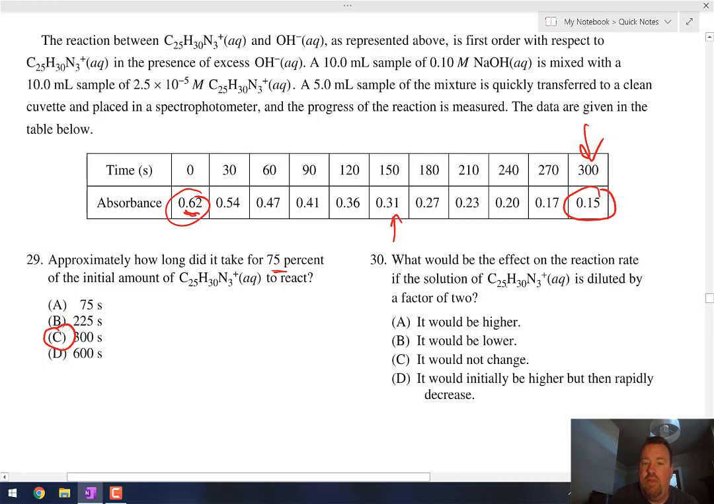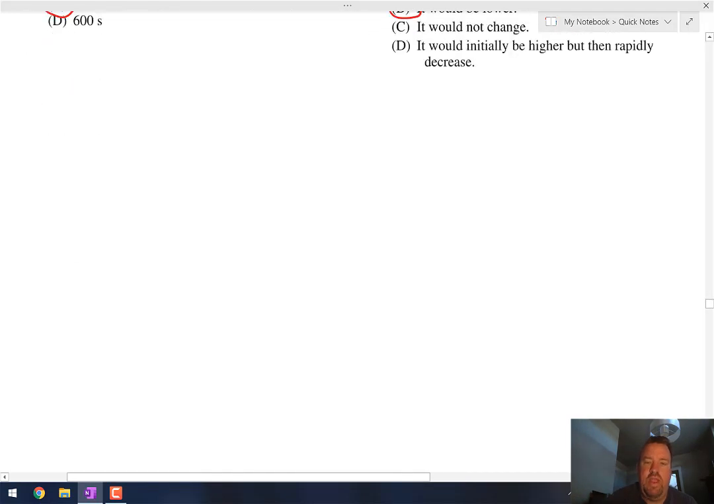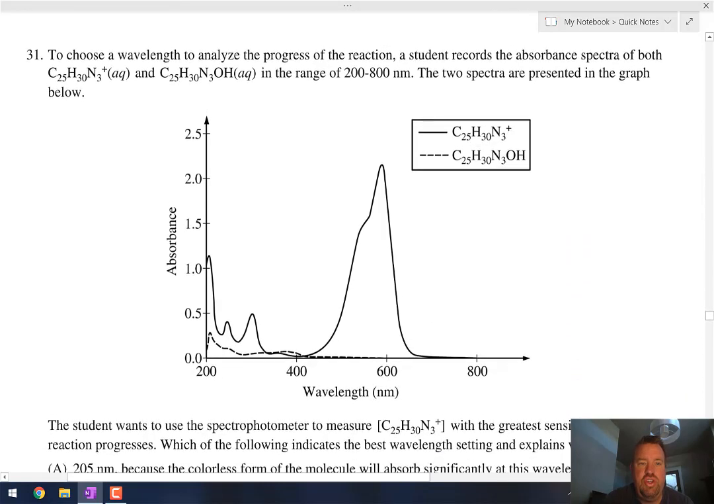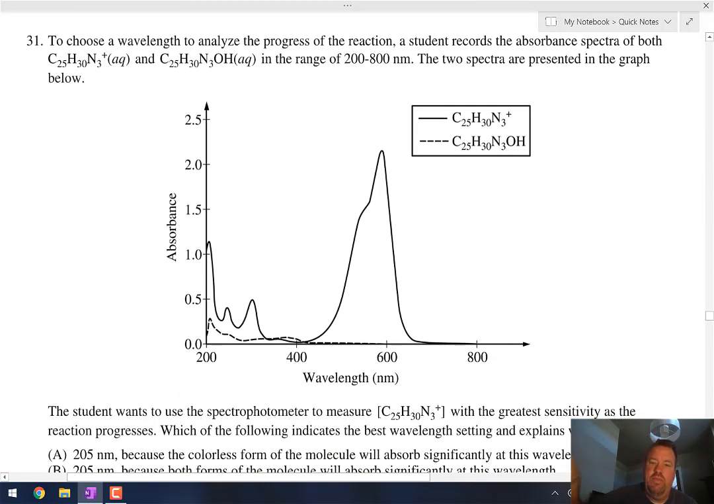So what would happen to the reaction rate is, of course, it would be lower. Anytime you decrease the concentration, that's going to lower the rate of the reaction. Okay, and then question number 31.